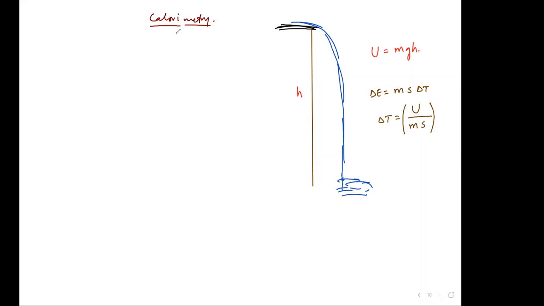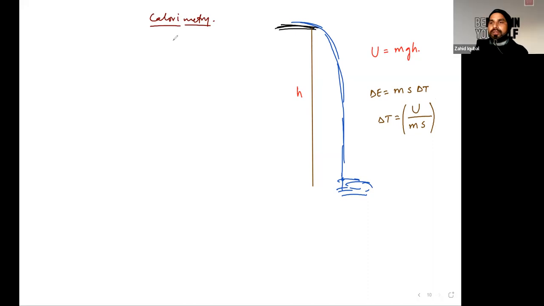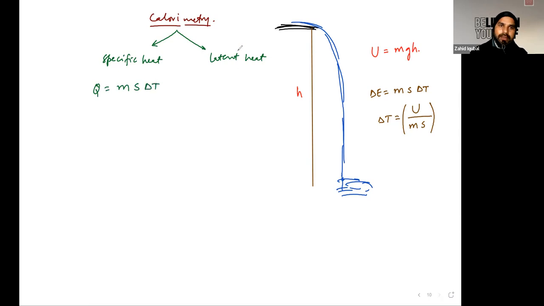Next, in calorimetry, heat will cause two different things to change. First, the temperature, and second, the state. Heat which causes change in temperature is specific heat, and heat which causes change in state is latent heat. So for specific heat, Q is equal to mass of substance times specific heat constant times change in temperature. For latent heat, Q is equal to mass of substance times latent heat constant. Whether it is for fusion, it will be latent heat of fusion. Whether it is for vaporization, it will be latent heat of vaporization.